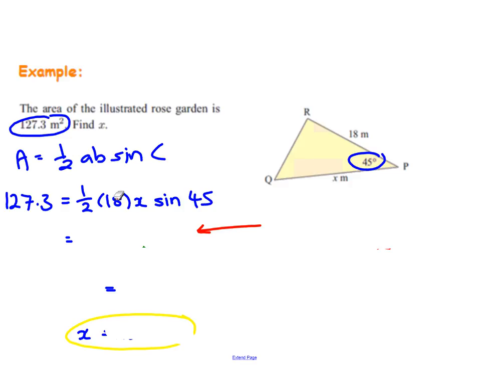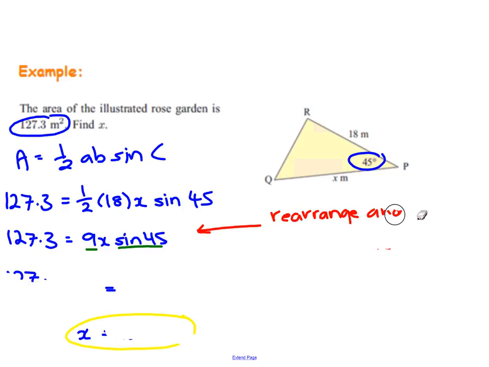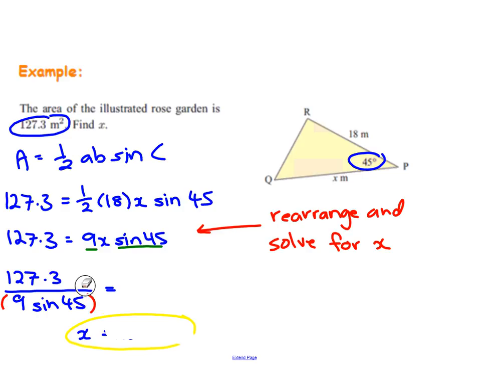And now it's a bit tricky, we've got to solve for x, so we've got to divide off everything else. We can do this in steps if you want. We can just work out what half of 18 is. Half of 18 is 9, so we've still got x sin 45 going on there. But now we need to rearrange and solve for x. So we have to divide off 9 sin 45 to get x by itself. We can write it as 127.3 divided by 9 sin 45. We've just divided off the 9 sin 45 from both sides, equals x.